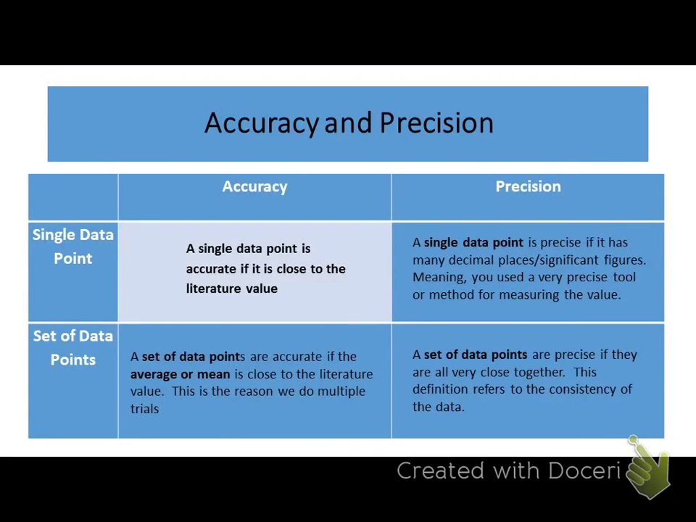For precision, a set of data points are precise if all the data points are very close together. Alright, this basically refers to consistency. So if you can look at a bunch of data points and say those measurements that you're making are consistent, they're agreeing with each other, then they are precise data points. Alright? And if the average of those data points is close to the literature value, then they're also accurate.